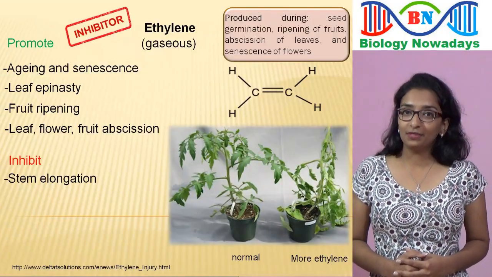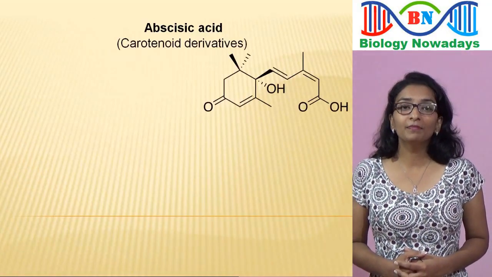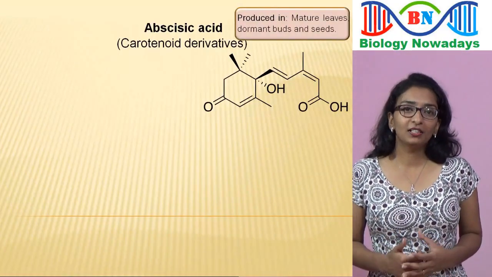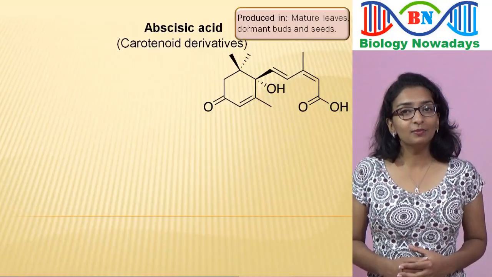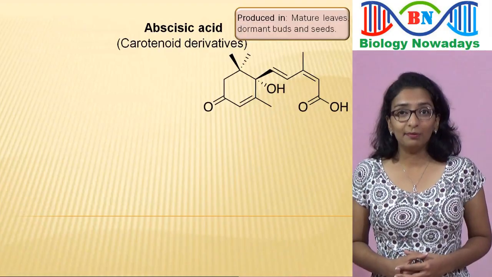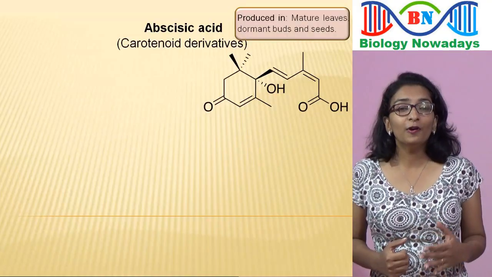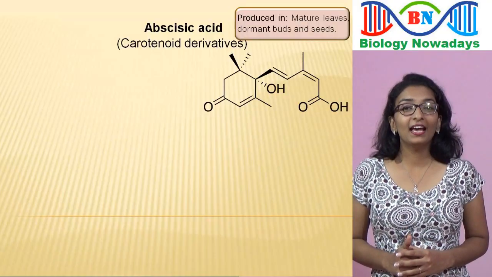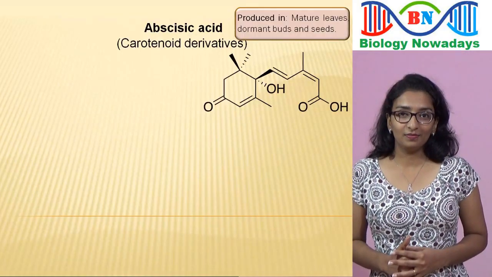Next phytohormone is abscisic acid or ABA. They are carotenoid derivatives produced in the mature leaves, dormant buds and seeds. The name abscisic acid was given because researchers at first believed that it was this hormone that stimulated abscission or falling down of plant parts. Today, this name abscisic acid is a little misleading because it is now proven that even though abscisic acid promotes abscission, it does not play a primary role. As I said earlier, it is ethylene which plays the primary role in abscission.